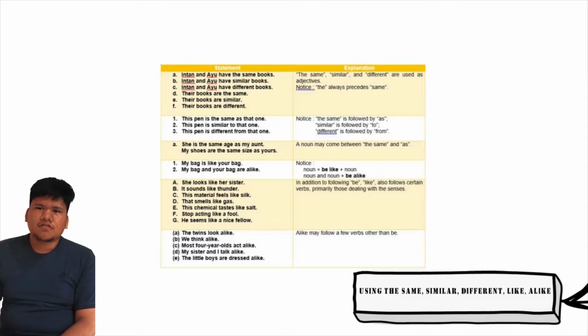And next statement. A. The twins look alike. B. We think alike. C. Most four-year-olds act alike. D. My sister and I talk alike. And E. The little boys are dressed alike. Alike may follow verbs other than be.